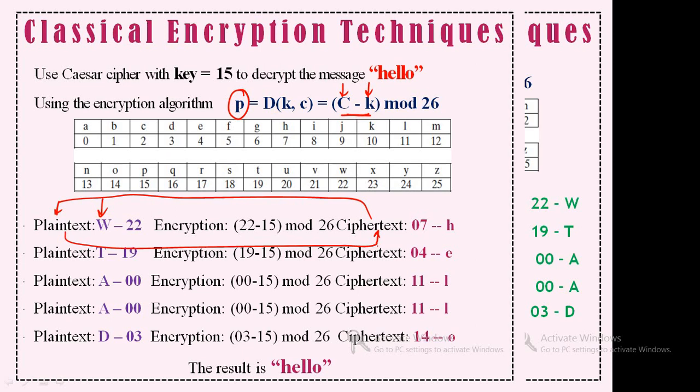If you observe, C in this case was 22, so 22 is over here. We are doing 22 minus 15. What is 22 minus 15? It is 7. So the same process is involved: 7 divided by 26, and again the remainder is 7.